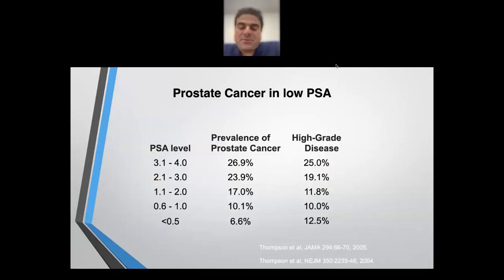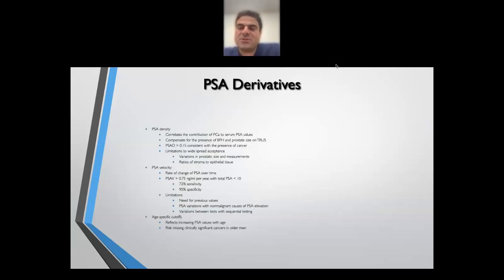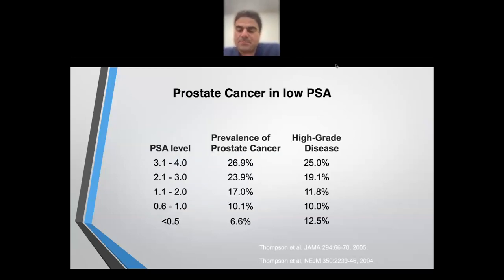With a PSA between 2.1 and 3, I'm not saying all of those patients will have prostate cancer, but there is 19.1% of high-grade disease. Once you go lower, the percentage of high-grade disease goes down, which is what we want to capture. We want to capture the high grade, not the low grade.